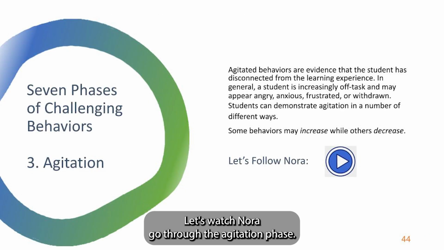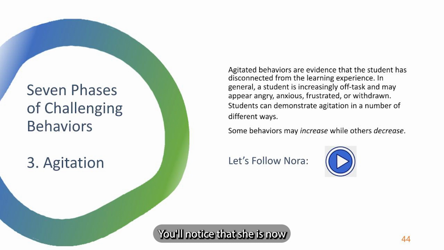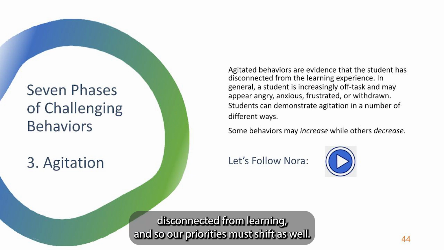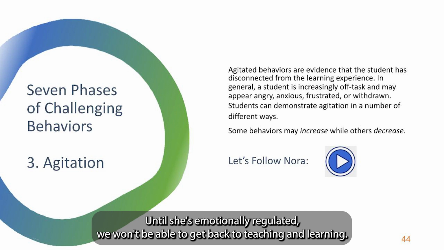Let's watch Nora go through the agitation phase. You'll notice that she is now disconnected from learning, and so our priorities must shift as well. Until she's emotionally regulated, we won't be able to get back to teaching and learning.